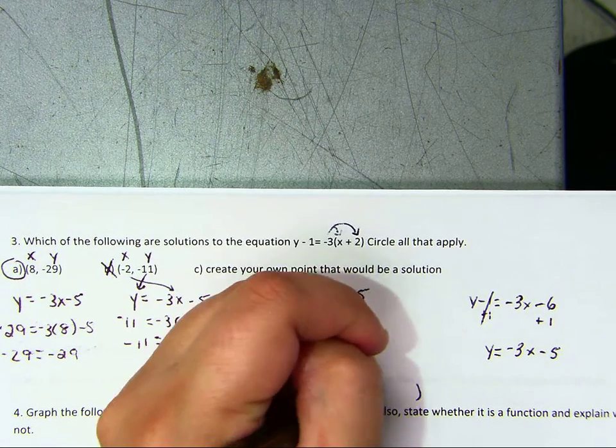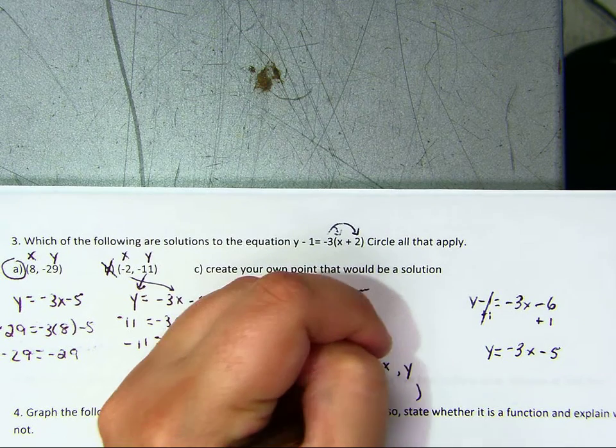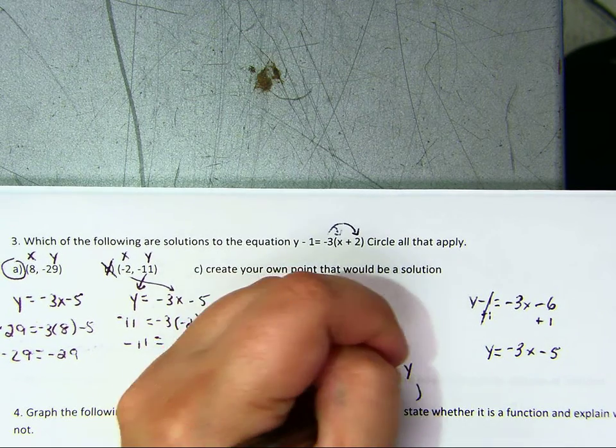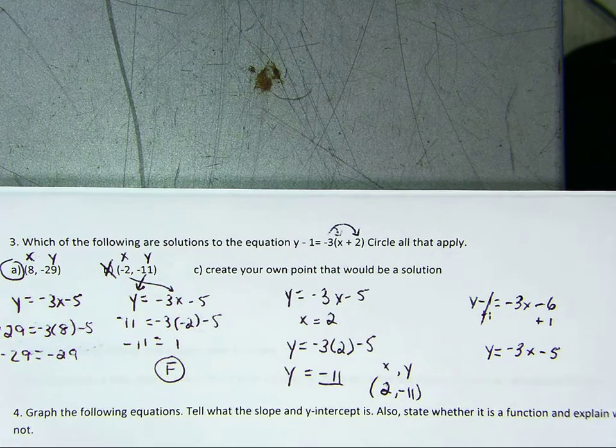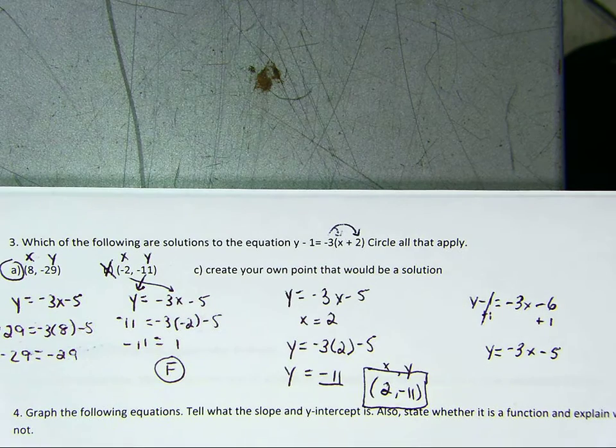To make an ordered pair, x comma y, we use the x that I chose and then the y that was solved for. So 2 comma negative 11 would be on the line if I were to graph the line.